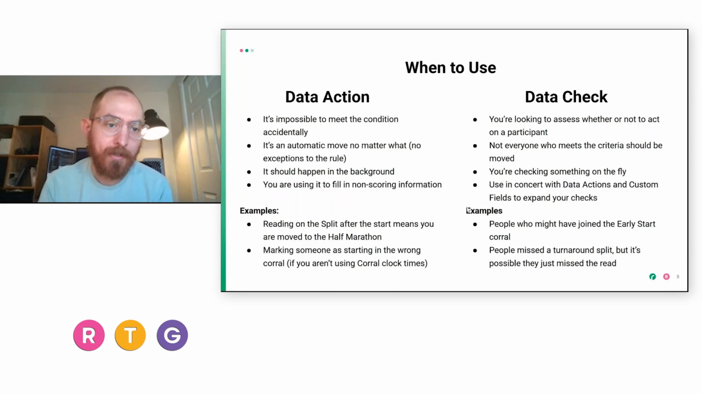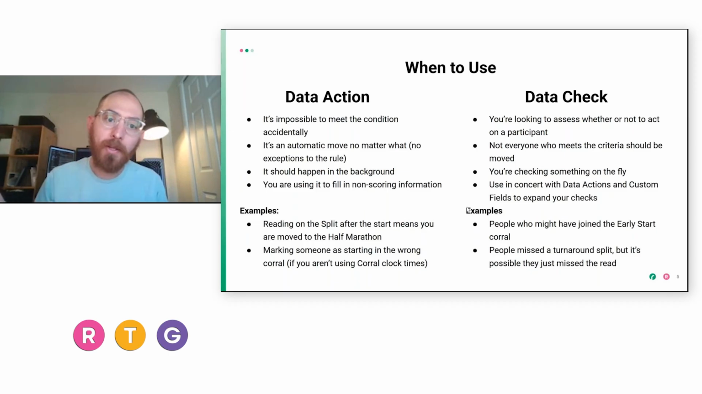The next two, they should always happen in the background, and you're using it to fill in non-scoring information. This is a creative use case for data actions. Basically, people use it as a way to set flags in the system. So for example, you may have a data action that just sets a custom field called "seen at corral entrance," and you're just looking for anybody who was seen at a corral entrance between this time and this time, and then it just sets the flag to true if anyone meets that condition.